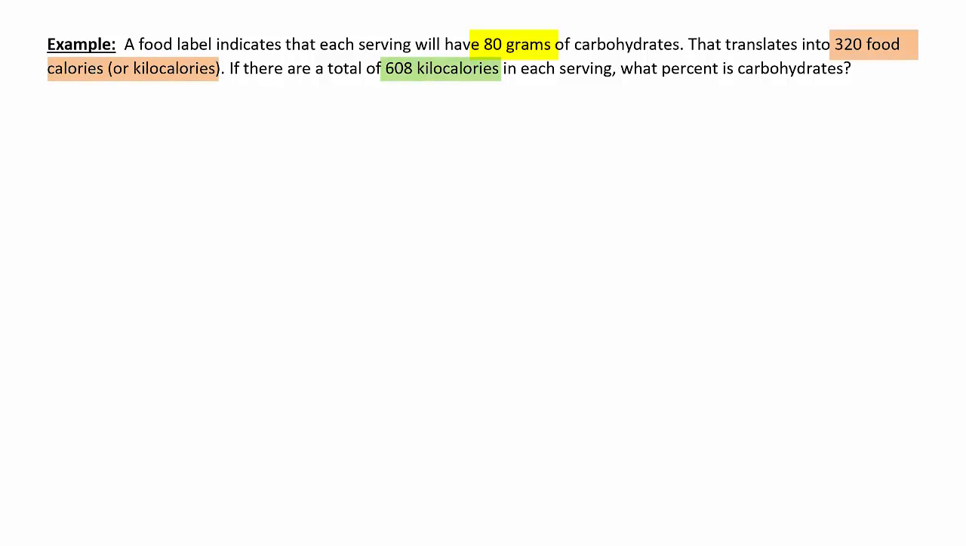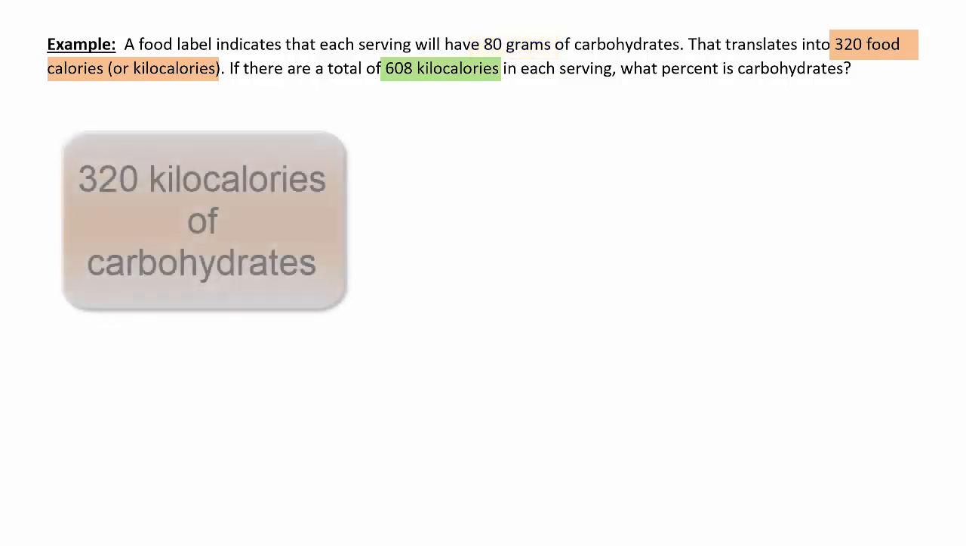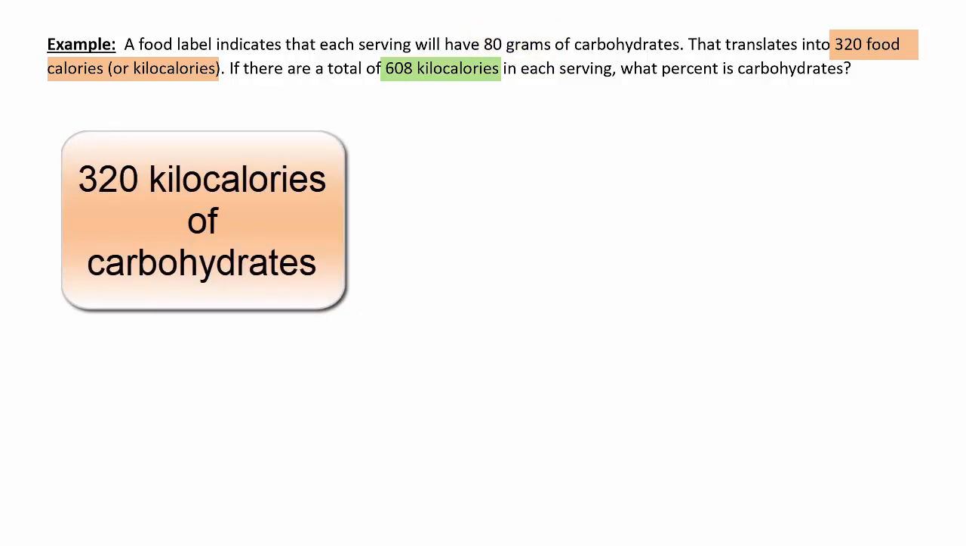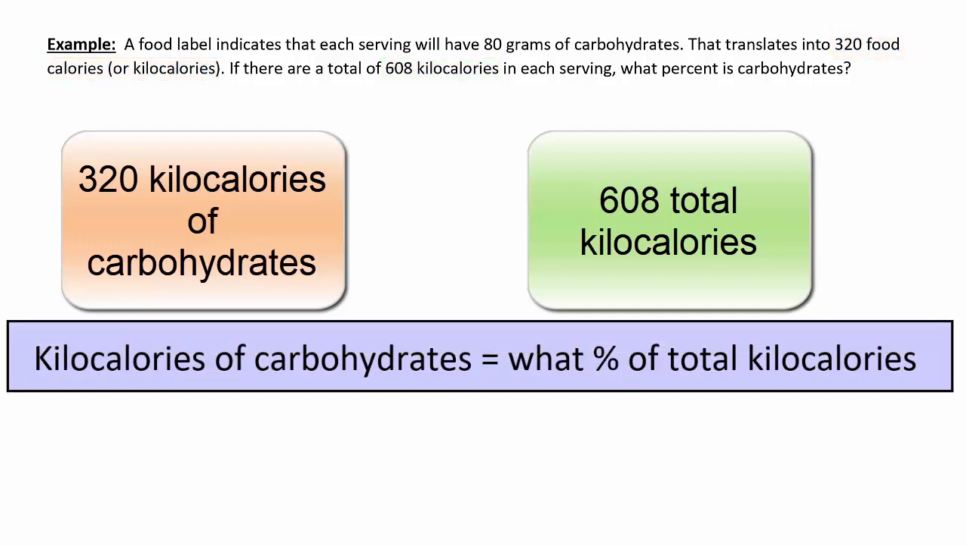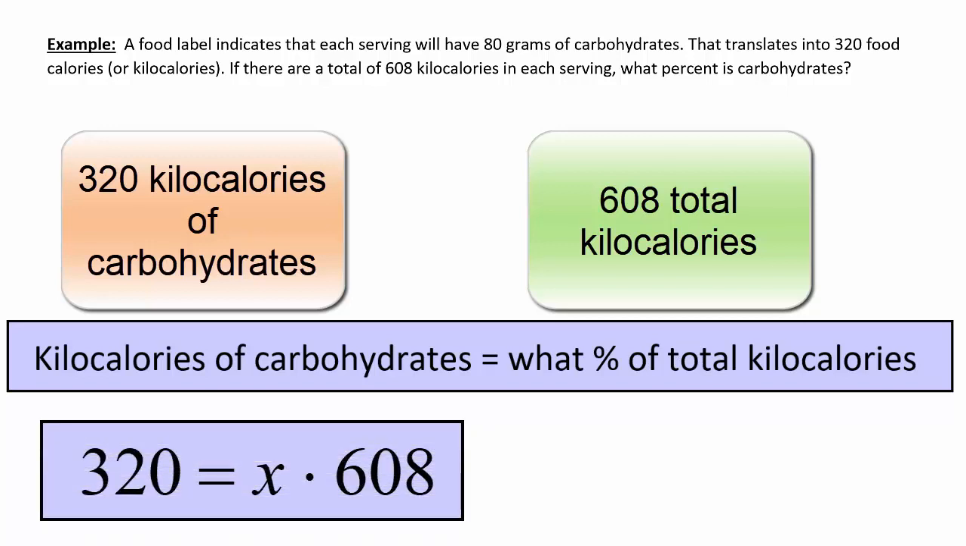But 80 grams translates into 320 kilocalories. So we don't use the 80 number. We're comparing 320 kilocalories of carbohydrates to 608 kilocalories. That's the total. Let's rewrite it. Kilocalories of carbohydrates equals what percent of total kilocalories? As an equation, that would be 320 equals x times 608.